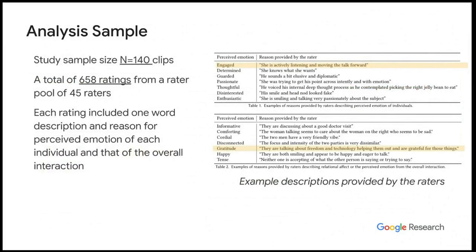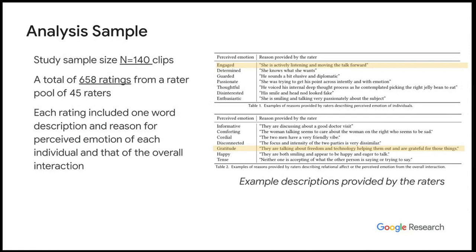Thus, our analysis sample consisted of 140 videos, resulting in a total of 650 ratings, that is, the descriptions of perceived emotions and reasons why for each individual in the interaction and that of the overall interaction. A few examples of how raters describe individual emotion and relational affect is shown in this slide.